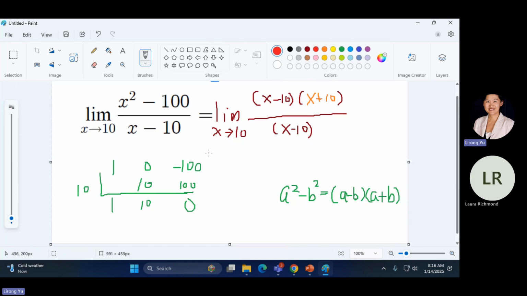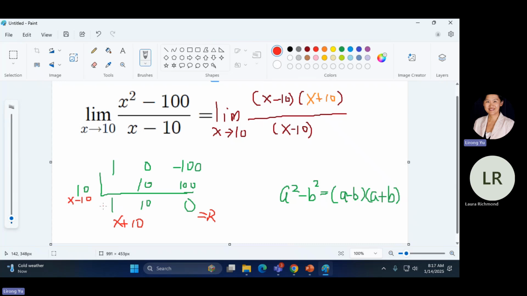So the 0 is the remainder, which means there's no remainder. That's when we have a factor. So what is a factor? Over here is x minus 10, over here is x plus 10. The last row, 1 and 10, indicates x plus 10 as the quotient. Over here, that 10 indicates x minus 10, because if x equals 10, x minus 10 would equal 0. So these are the two factors. We write over here that those two are factors.